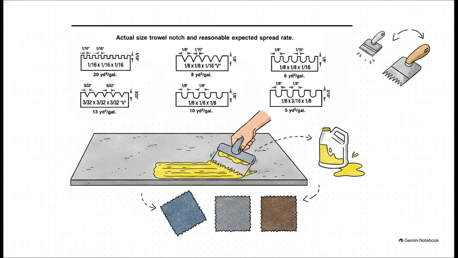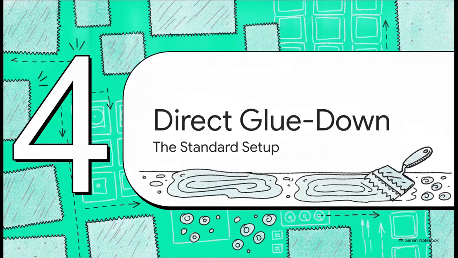Those trowel notches physically wear down as they scrape across the rough concrete all day. Installers have to constantly maintain and replace those trowels. If they don't, the adhesive spread rate drops, and you just don't get enough muscle down there to hold the carpet in place. Let's hit Section 4, direct glue down mechanics, the standard setup.